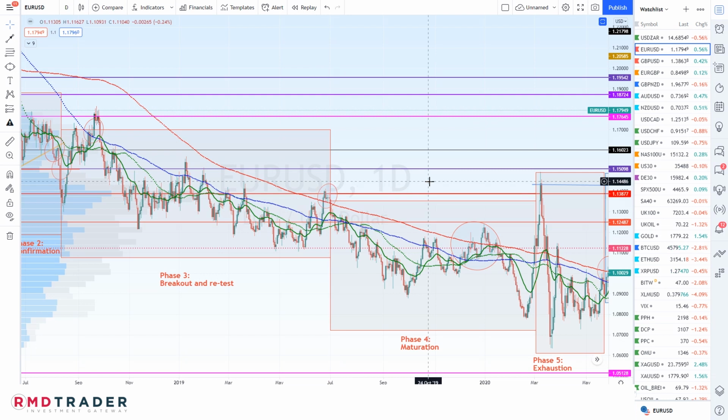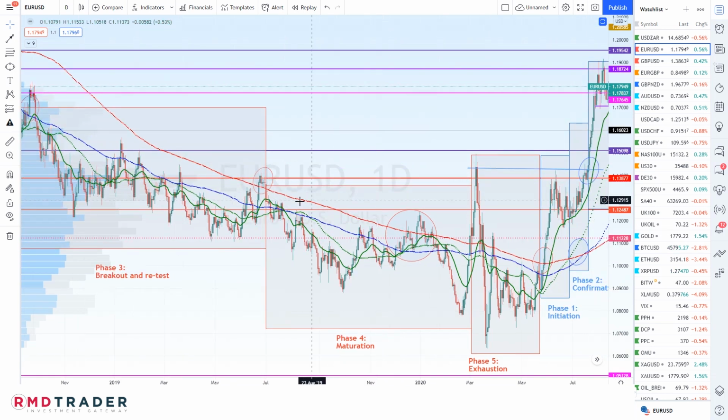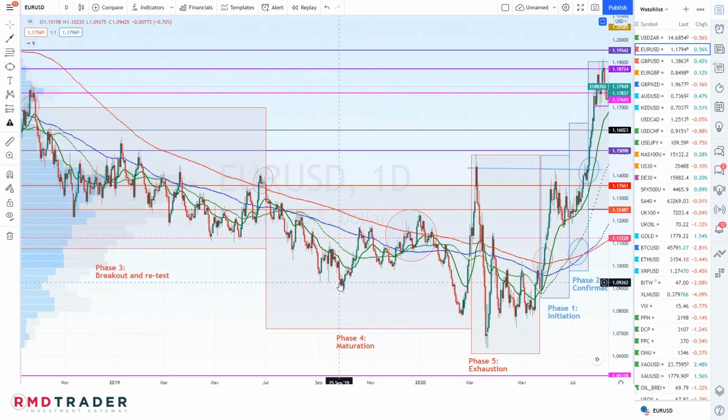In any case, in the maturation phase, we are now expecting the market to still make new lows in terms of this downtrend, but now are probably going to be looking to pull back much deeper. And also we are expecting at this point to see the 50 SMA start crossing over the 100 SMA.